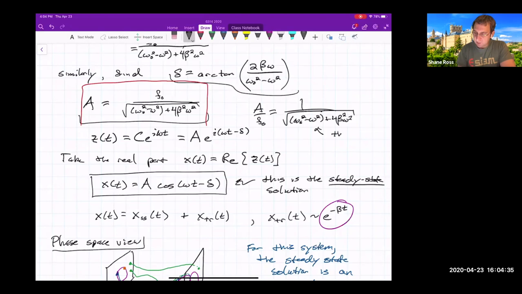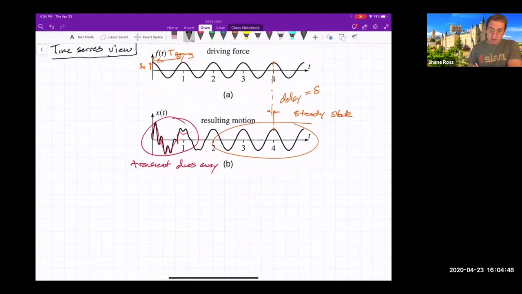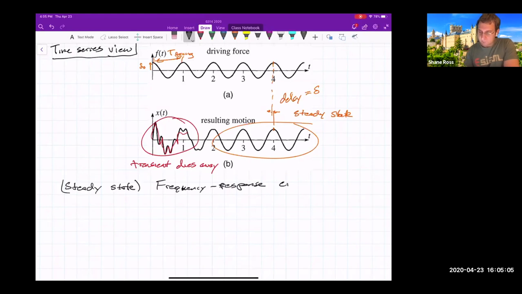And this peaks at omega equals omega naught, but then it looks sort of Gaussian. So that's called the frequency response curve. And you might put in parentheses, that's the steady state frequency response curve.